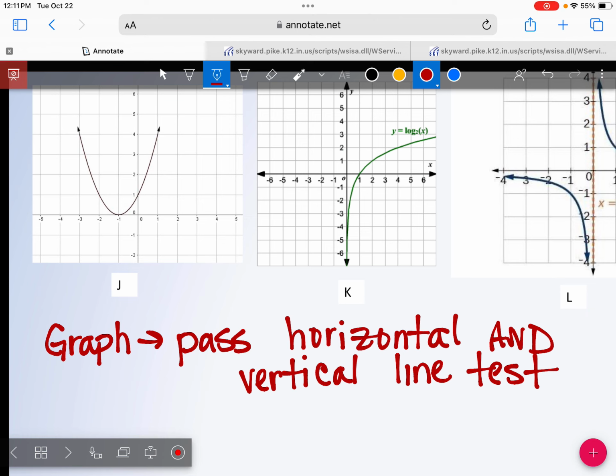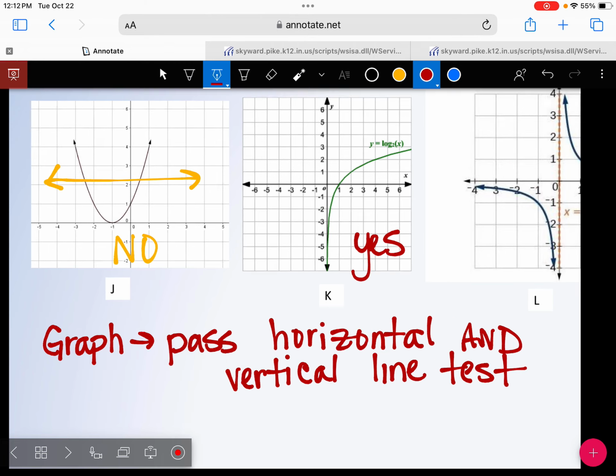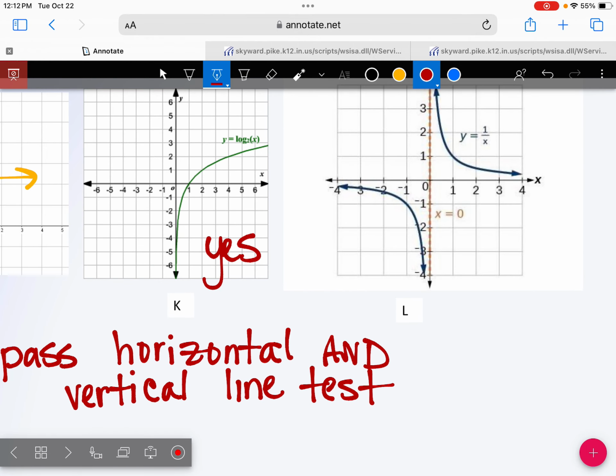So looking at this one, only one of them would not pass. Which one, J, K, or L? Only one of them does not pass. Yeah, J doesn't pass. What does it fail? Does it fail a vertical line or a horizontal line? Horizontal line. So this fails a horizontal line test, so that would be a no. This is a log function that we're going to graph later on in chapter 5. This is a function, and it's one-to-one. And then this is what we just graphed in chapter 4. That's a rational. That's also a function.